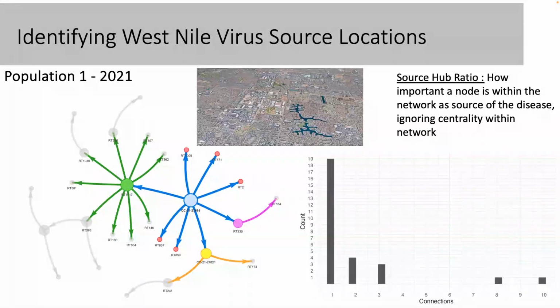And then also RT1017, the green trap, that's going to be our trap that has a lot of connections. It's also contributing a lot to the network. And this is actually down in the city in a more suburban area next to some man-made lakes.